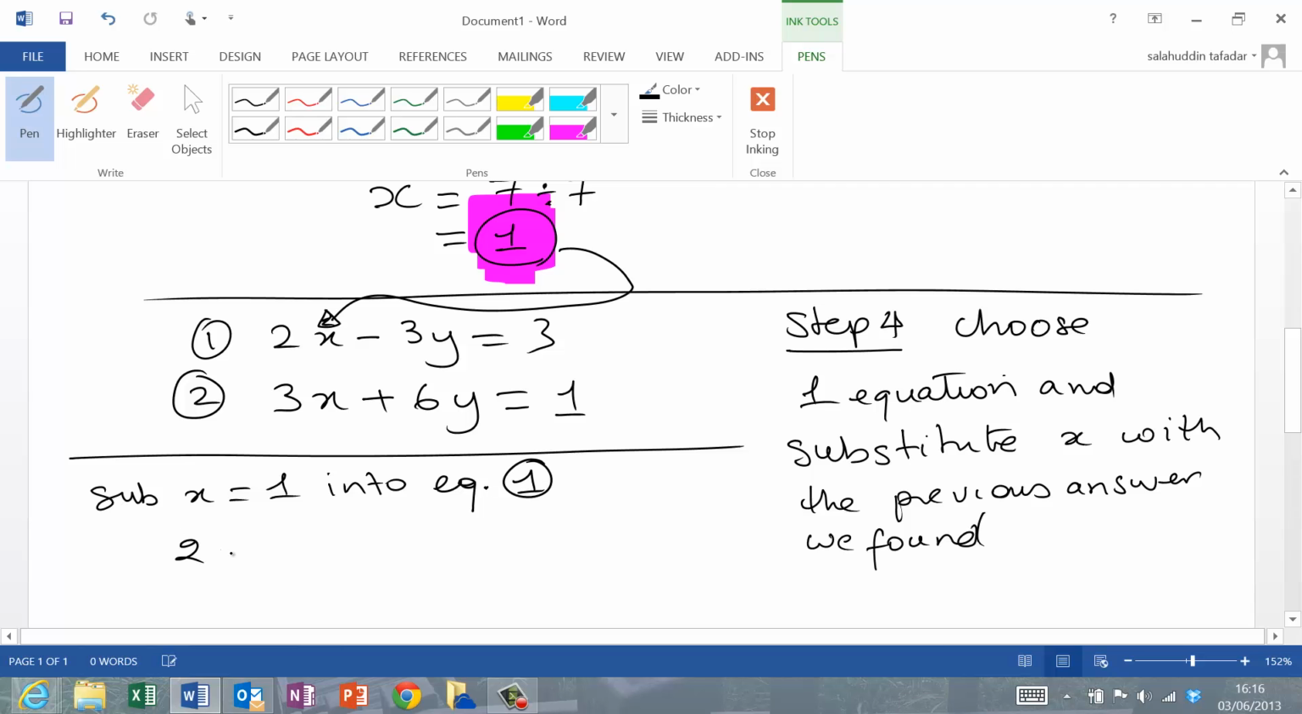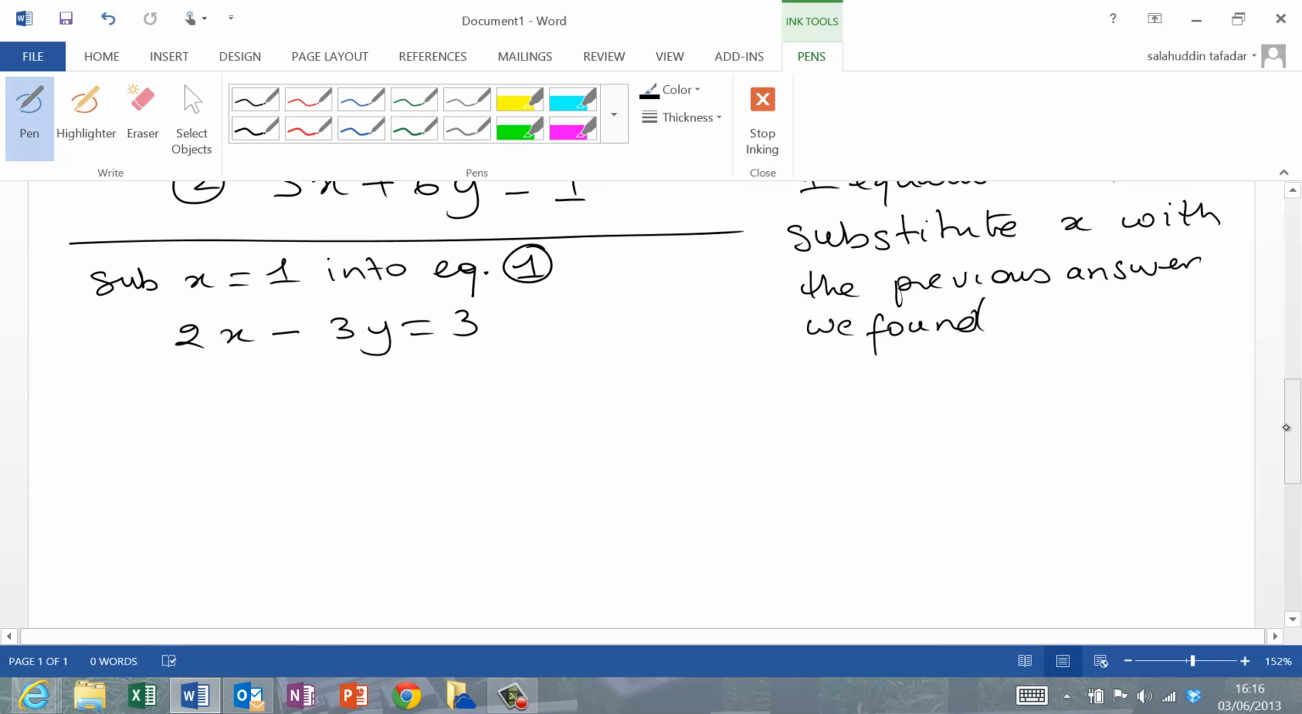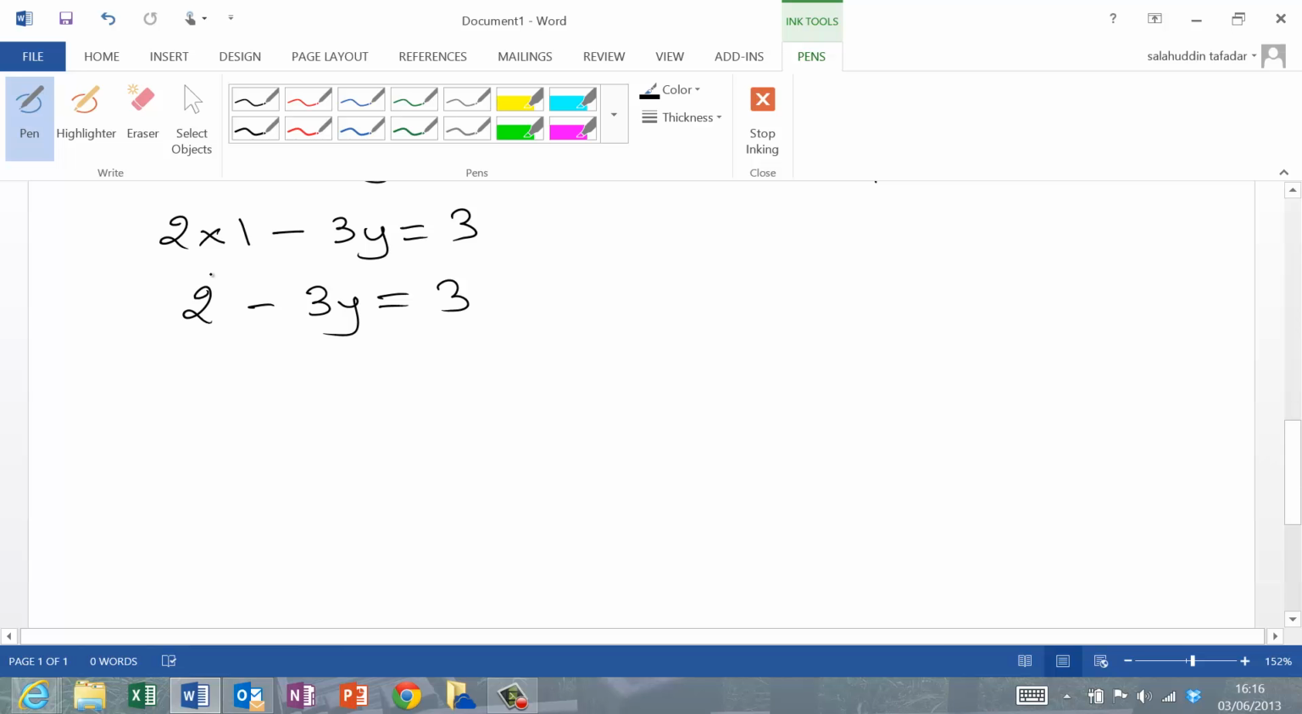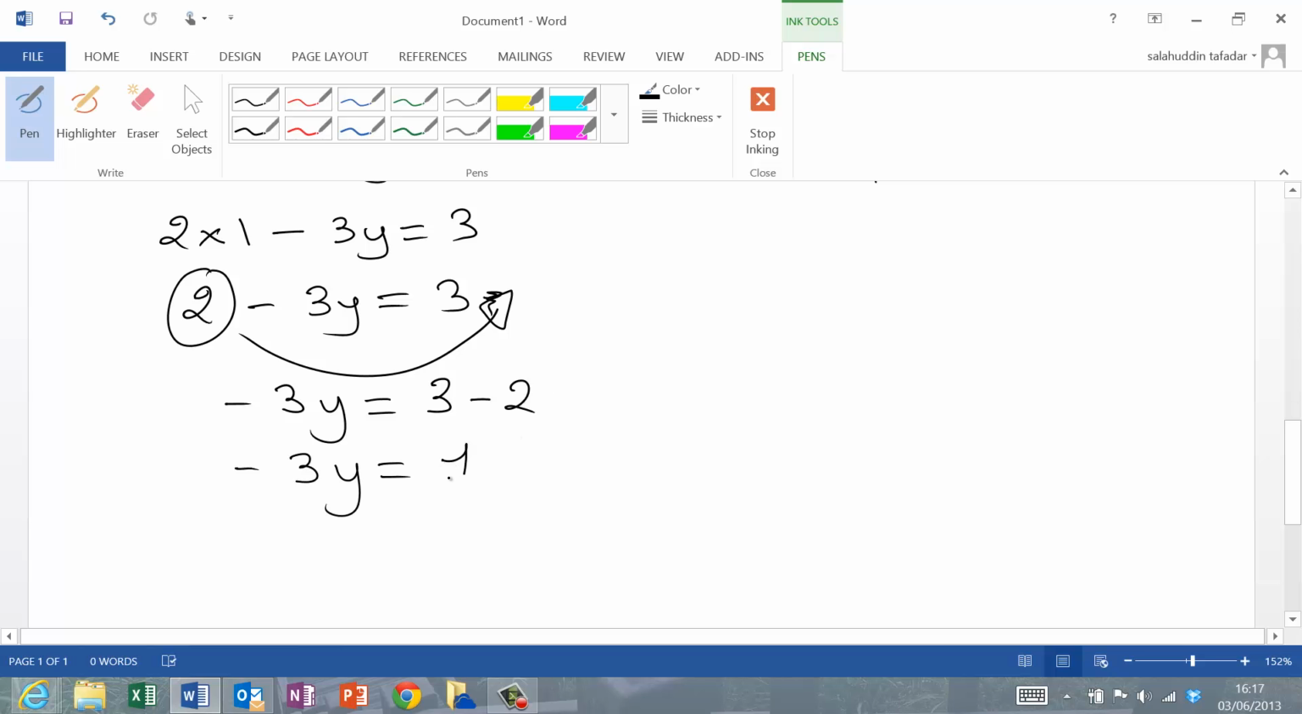So I get 2x minus 3y is equal to 3. So now I'm going to change the x with 1. So 2 times 1 minus 3y is equal to 3. 2 times 1 is equal to 2. Minus 3y is equal to 3, which stays the same. Next, I'm going to take the 2 to the other side. And if I take it to the other side, I do the opposite operation. And the opposite operation of a positive 2 becomes negative 2. So I've got minus 3y is equal to 3 take away 2, which is equal to 1.